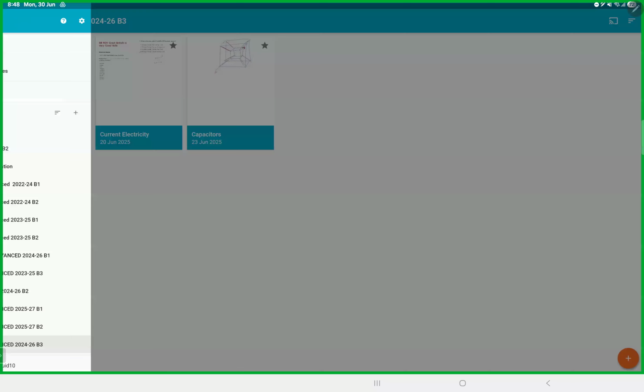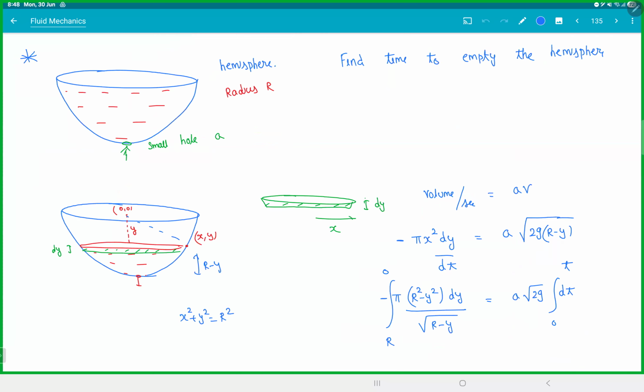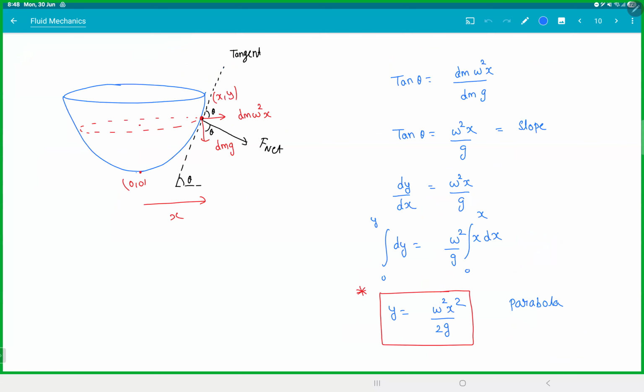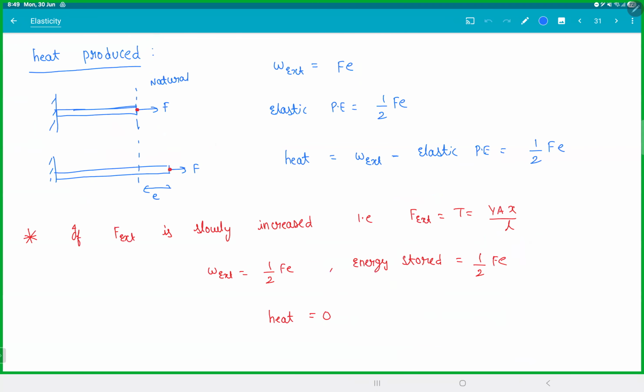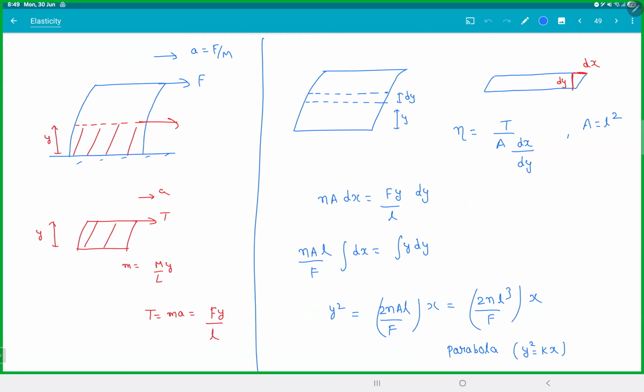I have seen this. In fluids, it was one of the first problems, right? There, we got tan theta from that dmg by this thing, and then we did this thing. You know, second time where you saw? In elasticity. Remember this problem? Find the equation of the curve. We did the same thing. See, we got this slope there, d eta by dx, and then we integrated this.